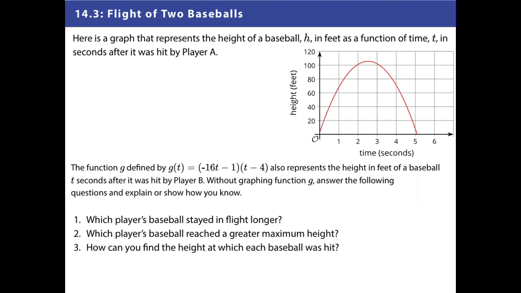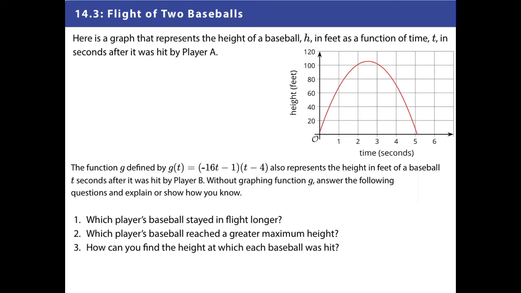A 0 in this situation means the time when the baseball has a height of 0, or when it hits the ground. For player B, this happened when t equals 4, or 4 seconds after it was hit. Player A's baseball hit the ground a little over 5 seconds after it was hit.